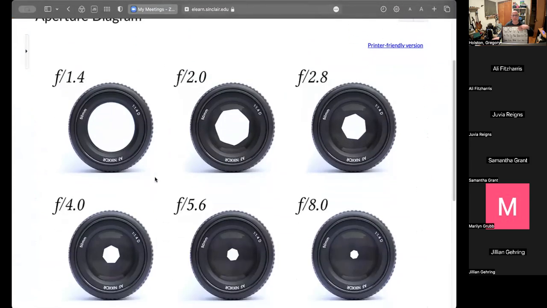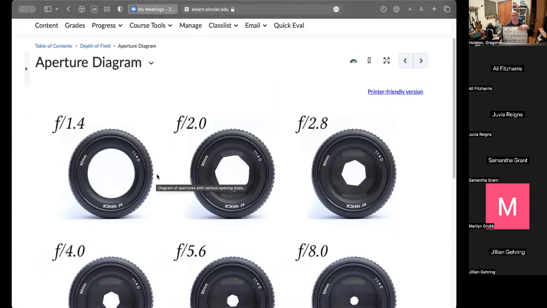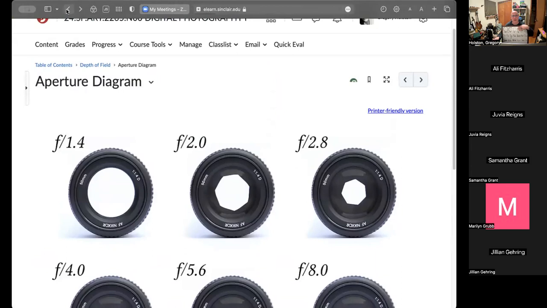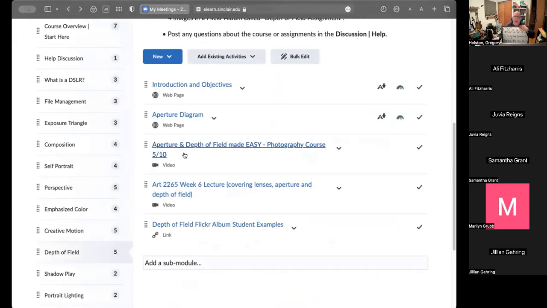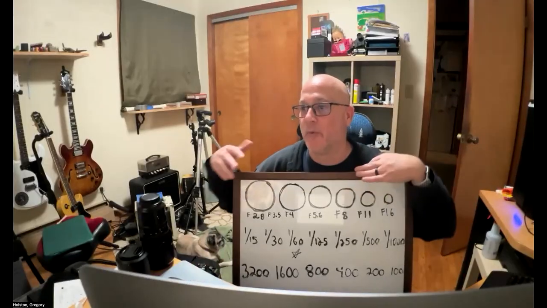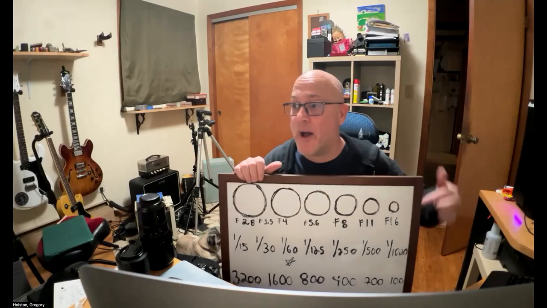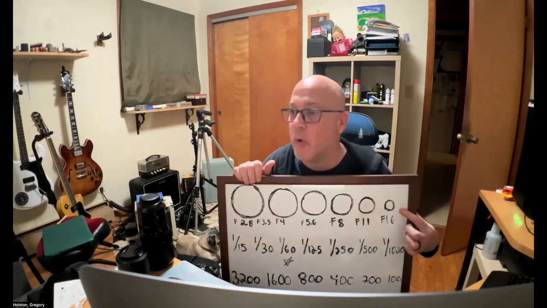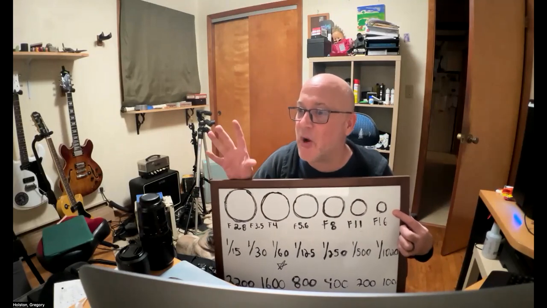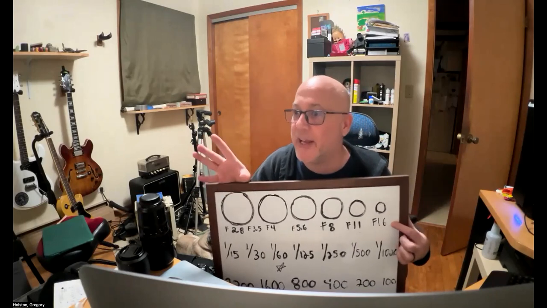Yeah. So that just shows you the apertures, but it only goes to 8, and there's a lot more after 8. But the aperture and depth of field made easy. And this guy really explained something about, I don't know, 10 minutes in that I think helps a lot. And that is this. One thing that confuses the hell out of photo students is why does this number get bigger and the hole gets smaller?